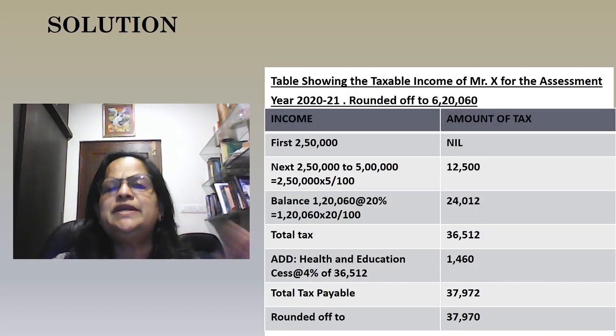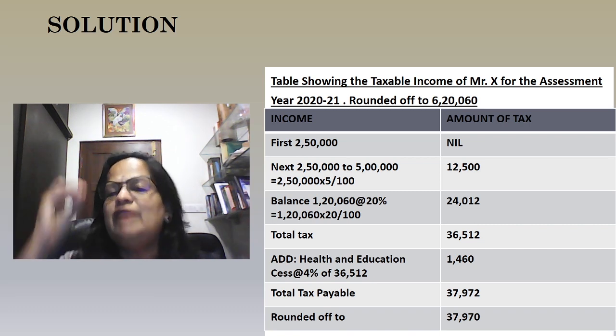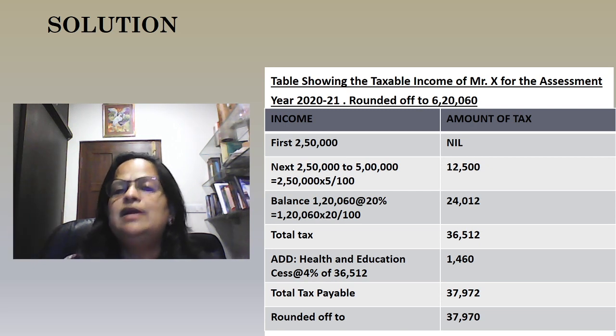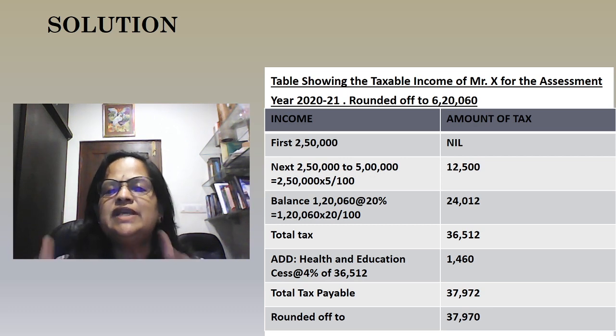Now the first one: table showing the computation of income of Mr. X for the assessment year 2021. The first thing we have to write is that the value is rounded off to the nearest 10. In the last step also, tax liability is rounded off to the nearest 10. The first slab, 2,50,000, is nil. For the next slab they have to pay 5%. His income is 6 lakhs, so for 2,50,000 to 5 lakhs at 5%, it's 12,500.